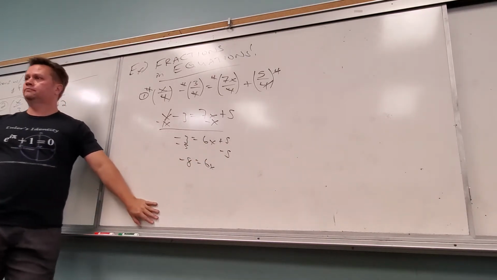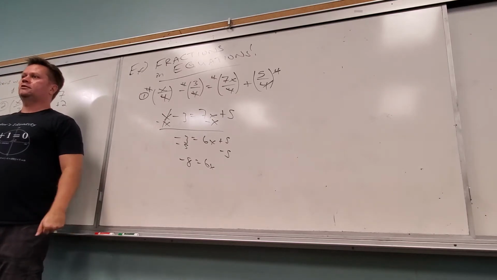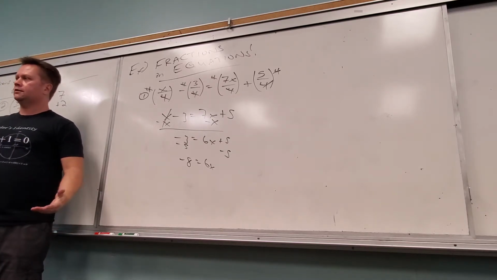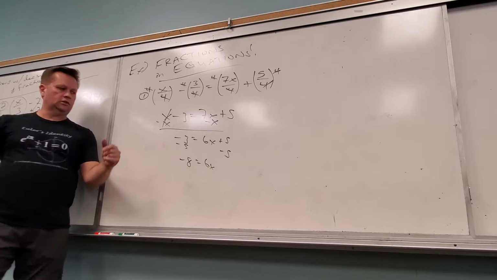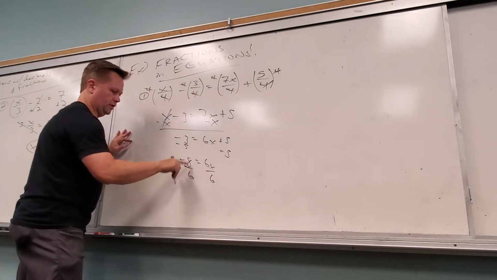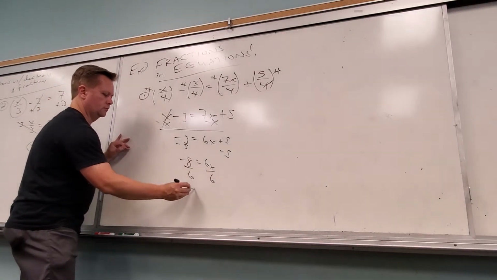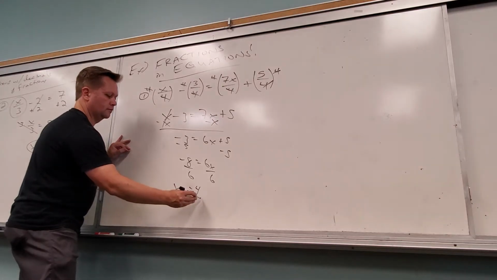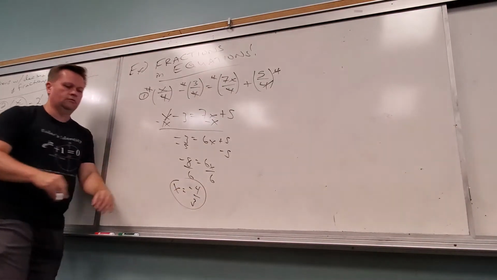Divide by 6. Don't think about what goes in both. You've got to kill the 6. You've got no choice here. Kill the 6. And then, of course, what do I do with this? Reduce. x equals -4. Kick ass.